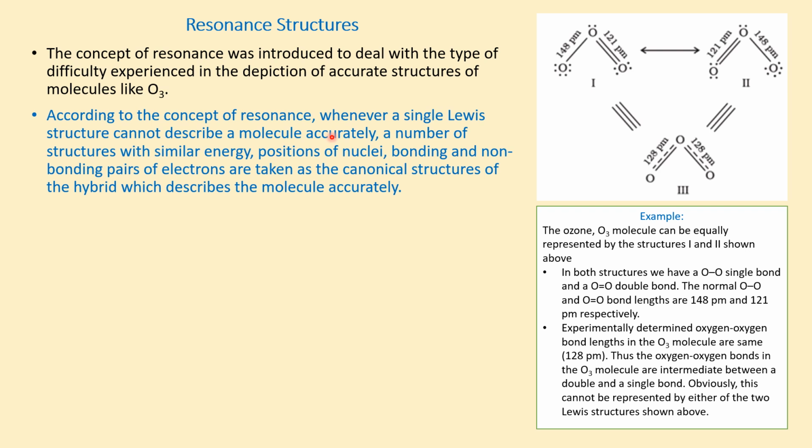That is, the structure 3 here represents the structure of O3 more accurately. This is called resonance hybrid. Resonance is represented by a double-headed arrow. See, this double-headed arrow represents the resonance.